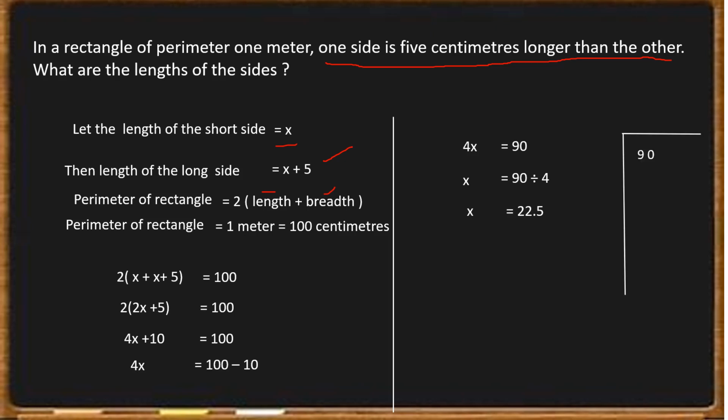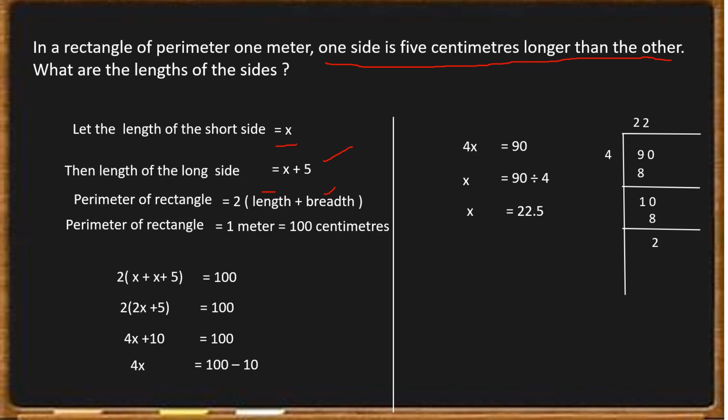And I am doing the calculation here. We are taking 90 and dividing it by 4. We are checking how many times 4 gives 9, and we get 4 times 2 gives 8. The remainder is 1, and we are bringing 0 below. Again we are checking how many times 4 gives 10. That is 4 times 2 gives 8, and we get the remainder as 2.